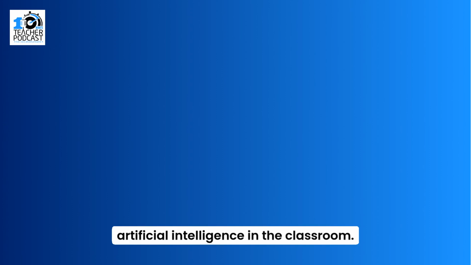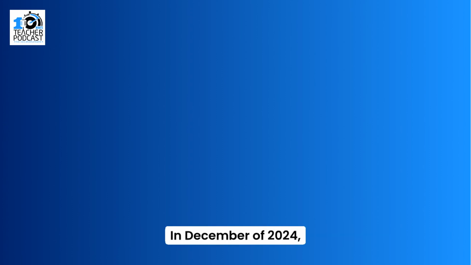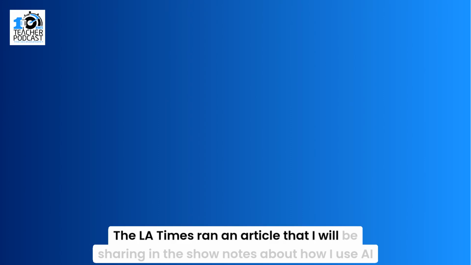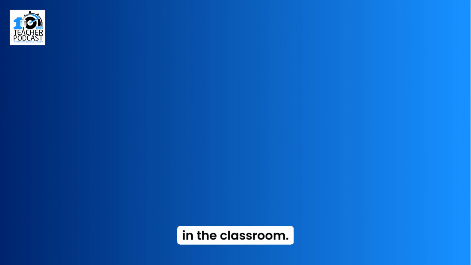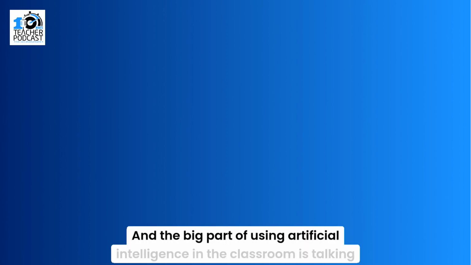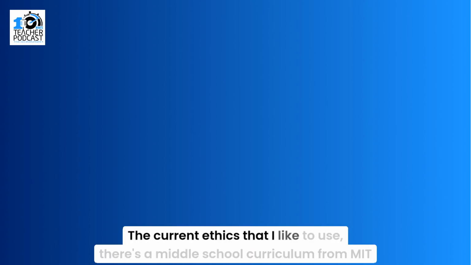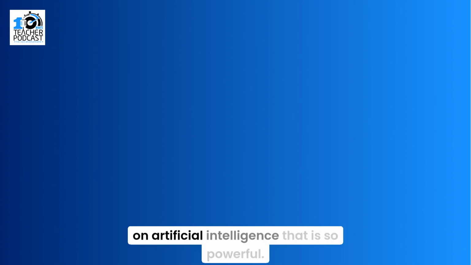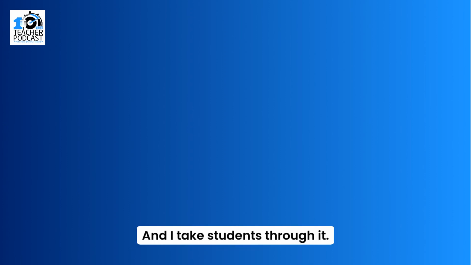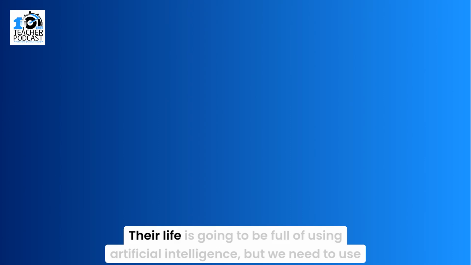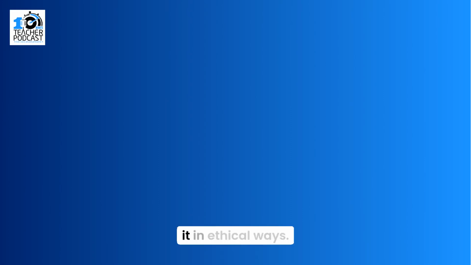In December of 2024, the LA Times ran an article that I will be sharing in the show notes about how I use AI in the classroom. And the big part of using artificial intelligence in the classroom is talking about the ethics. The current ethics that I like to use, there's a middle school curriculum from MIT on artificial intelligence that is so powerful. And I take students through it the first and second day of class. Their life is going to be full of using artificial intelligence, but we need to use it in ethical ways.